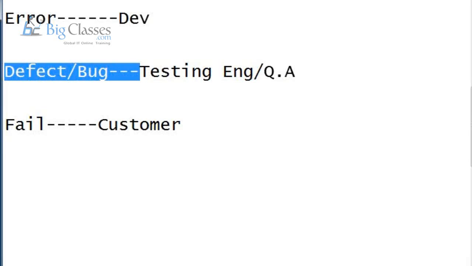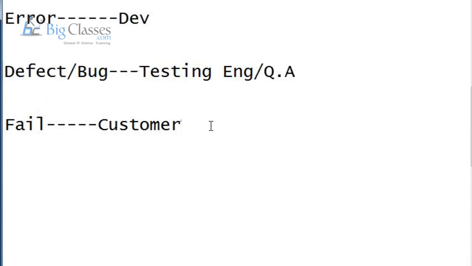Anamika, can you explain the differences between error, defect, bug and failure? Error is used by the developer when the developer is writing the program or coding and makes a mistake. That is an error. Defect or bug is when the expected value is not equal to the actual value. It is used by the quality analyst people. And failure is with the customer or the client, when the customer is facing any problem with the product they have used.